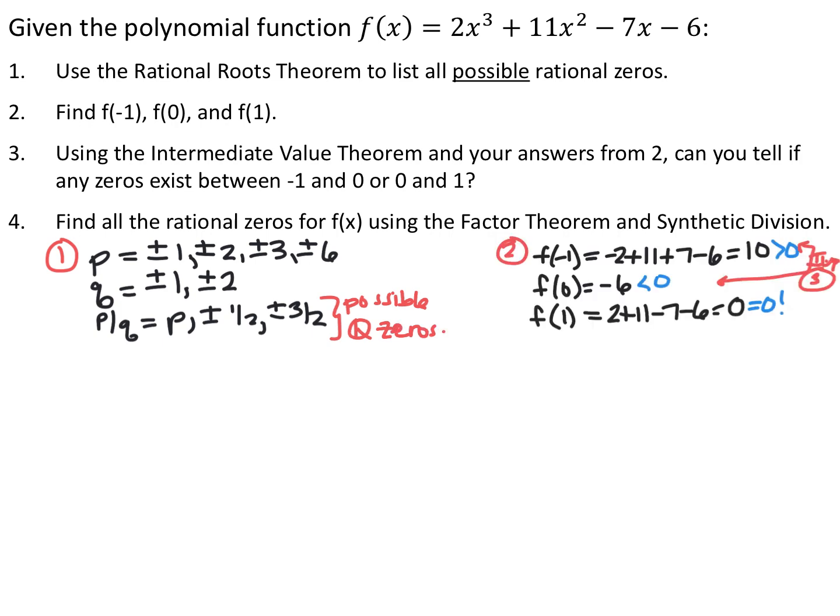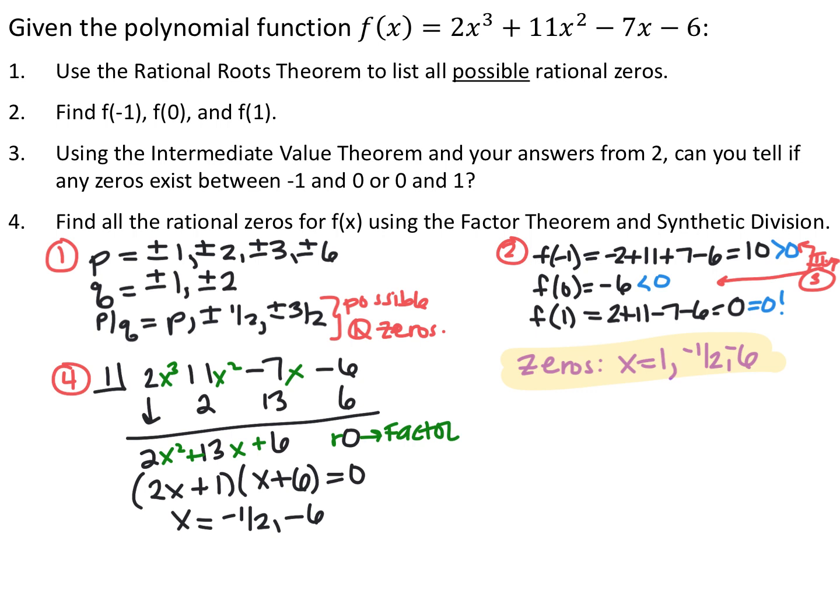So when I test -1, 0, and 1, for -1 I get -2 plus 11 plus 7 minus 6, so I get positive 10. For f of 0 I get -6, and then for f of 1 I get 0. Yay! This is always a great thing when one of these works. I also noticed that I do have a positive to a negative, so I do have an intermediate value theorem here, so I could go to my list and pick the x coordinates that are between -1 and 0, but I already know one of them, so I'm just going to use f of 1.